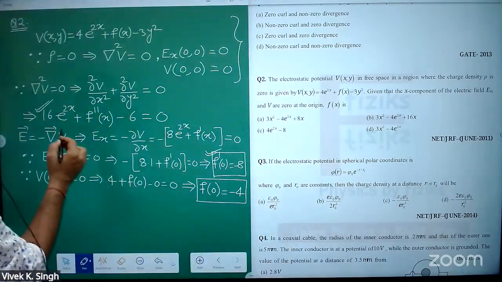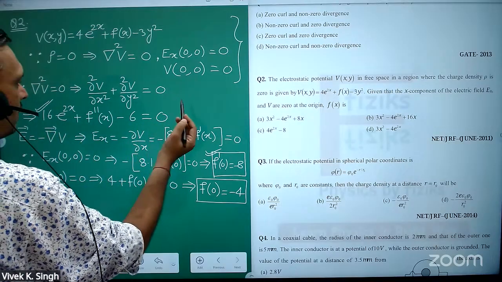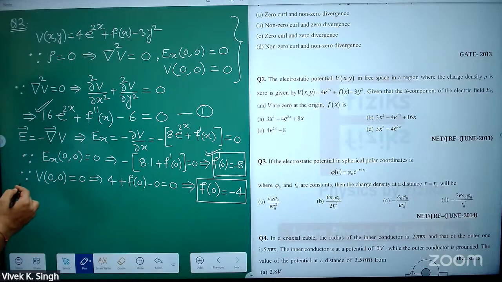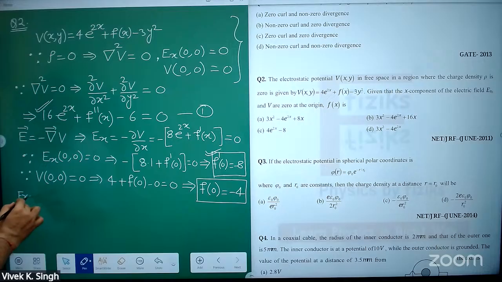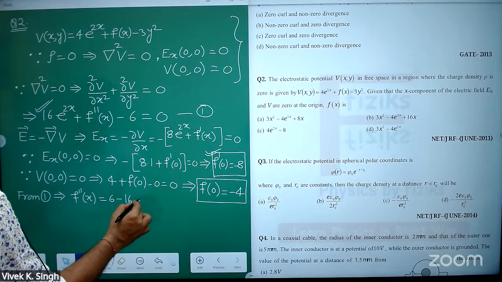Now let's solve this equation to find the value of Fx. Let's call it equation 1. From equation 1, if you integrate equation 1, you will get F double dash x is 6 minus 16 e power 2x.